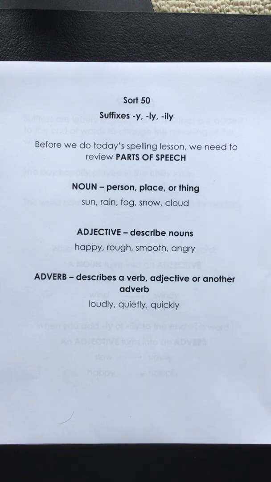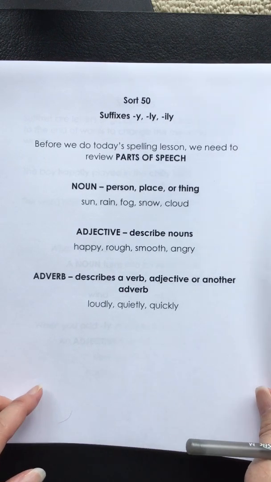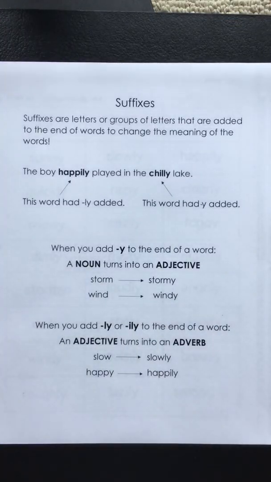This is the review of the words you need to know for the next part as we discuss suffixes today. So nouns, person, places, or things. Adjectives describe the nouns, and adverbs describe either a verb, an adjective, or another adverb, keeping in mind that all words have a job to do in everything you say or everything you write. All right, so let's take a look at today's lesson.